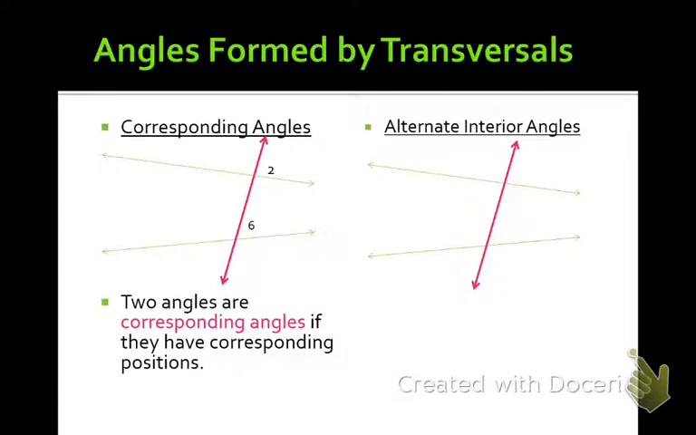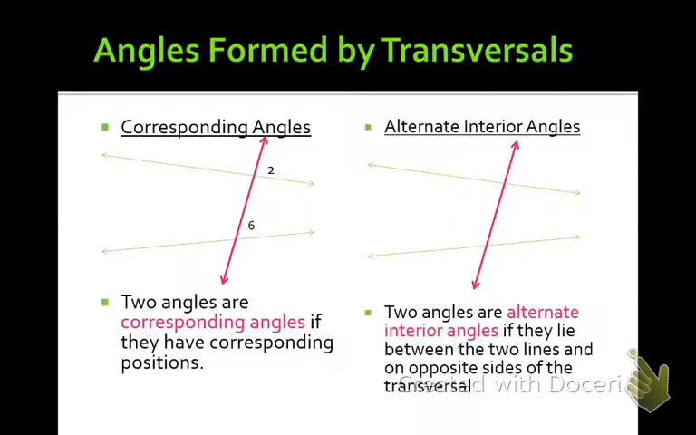Alternate interior angles. The name tells you where they are. Alternate means opposite sides of the line. Interior means inside the two green lines. So alternate interior angles would be 4 and 5. They're on opposite sides of the red line and they're inside the green lines. So 4 and 5 are alternate interior angles. I could also call these two angles alternate interior angles. We just didn't label them. There's more than one pair inside the two lines.